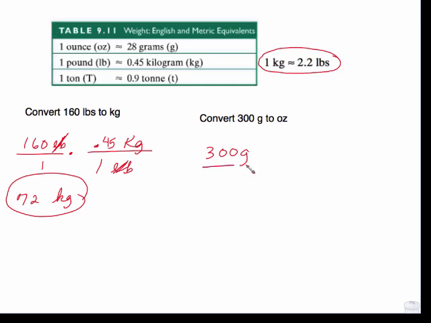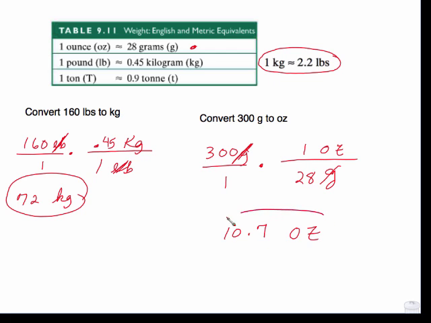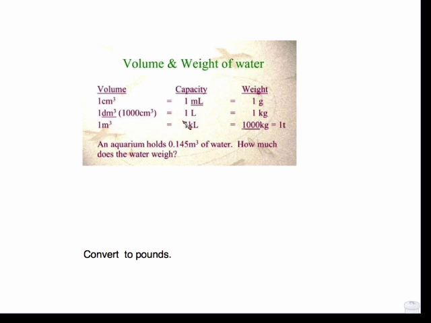Converting grams to ounces, so 300 grams over 1. We want to have grams on the bottom so it disappears. We want to introduce ounce in the top. Look up at your chart up here. We have that 1 ounce is equal to 28 grams. When we multiply, the gram will disappear. We will have ounce, and we just have to do this arithmetic of 300 divided by 28 is 10.7. This time I rounded to the tenths place. Just pay attention to what your directions tell you to do.